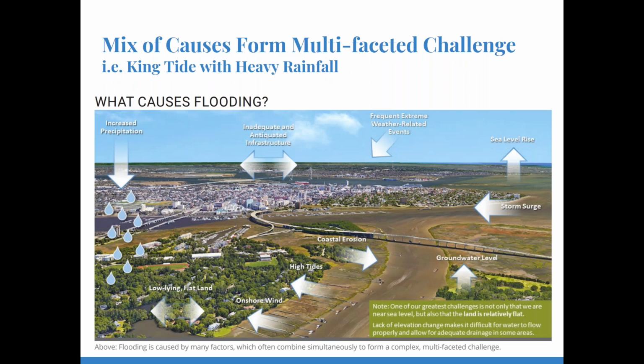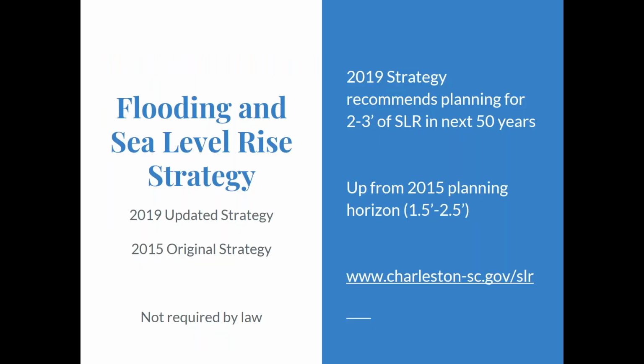So in Charleston, we have all kinds of causes that form this multifaceted challenge. When all these are together, they're so complex. Often we see a king tide coinciding with heavy rainfall, and that's just extra challenging for us.